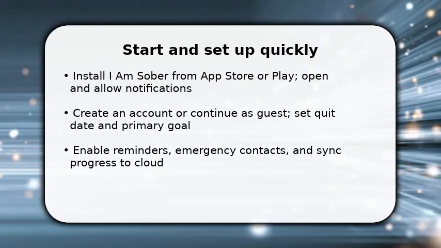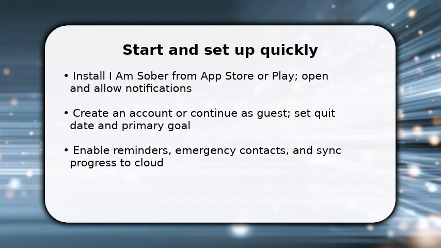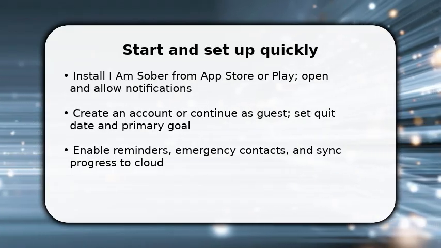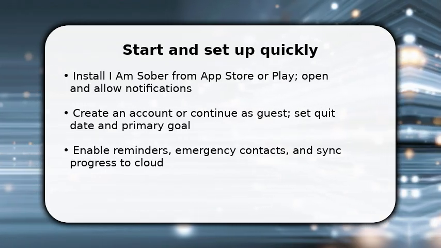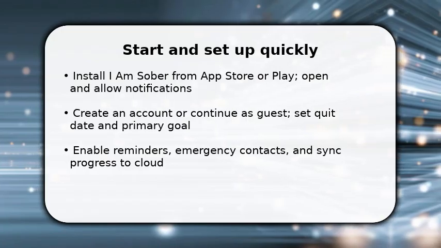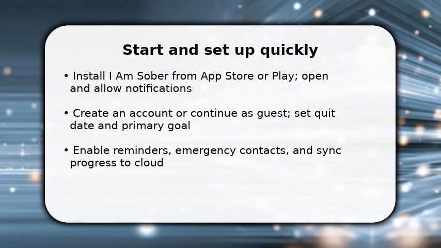You start by installing I Am Sober and granting basic permissions. This ensures reminders and backups work. Once installed, create an account or continue as guest, then enter your quit date and select your primary goal so the app calculates streaks and triggers.